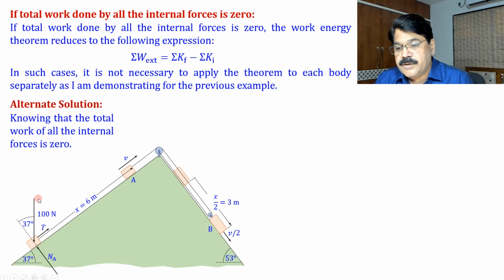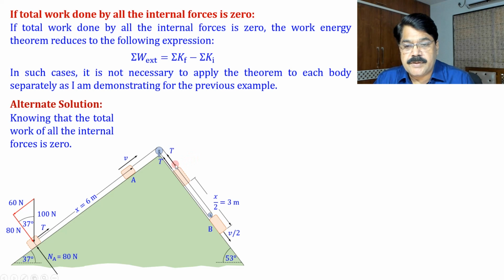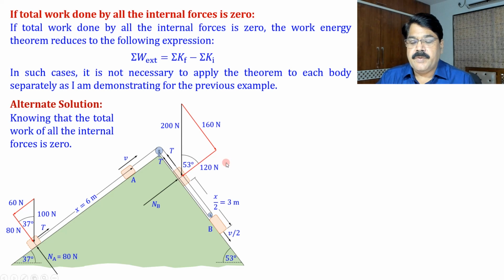Now we resolve this 100 Newton into the components 60 Newton and 80 Newton. Similarly, we show all the forces on block B, that is these two tensions and this weight and normal reaction, that is this component 160 and this component 120 Newton. Now we know that work done by all the internal forces is 0. So we have to consider only external forces on the system of these two blocks. The external forces are gravity and the normal reactions, and we know the work done by normal reactions is 0. So we will consider work done by gravity only.